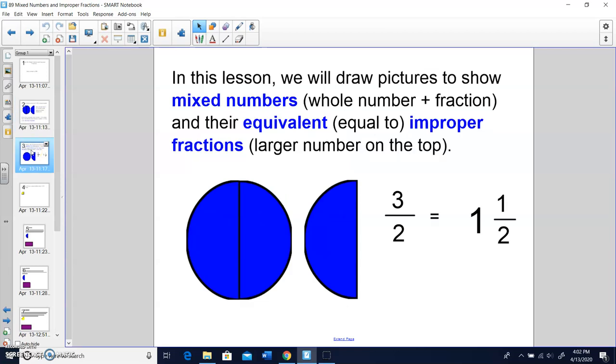As we move through this lesson, we're going to draw pictures to show that mixed numbers, which is the whole number and the fraction together, are equivalent or equal to an improper fraction with the larger number on the top. So this picture is telling us that 3 halves is equal to 1 and 1 half, that this is the same thing. Both are represented by this picture.